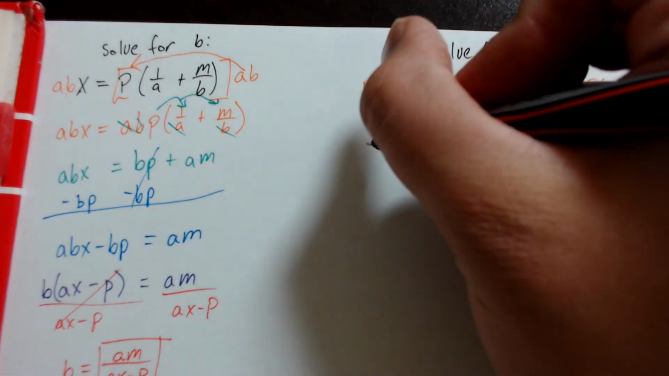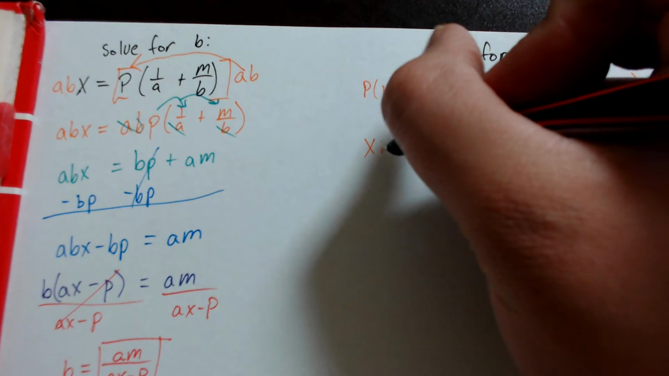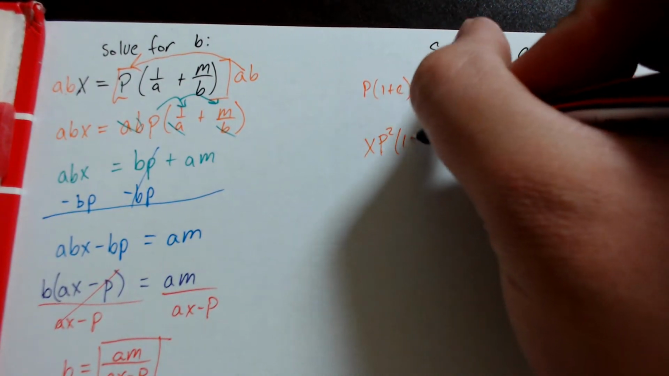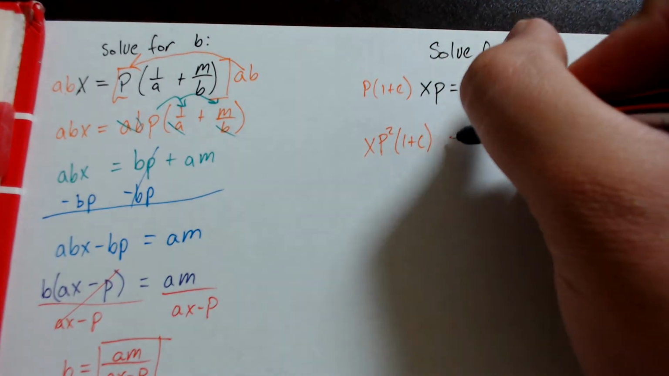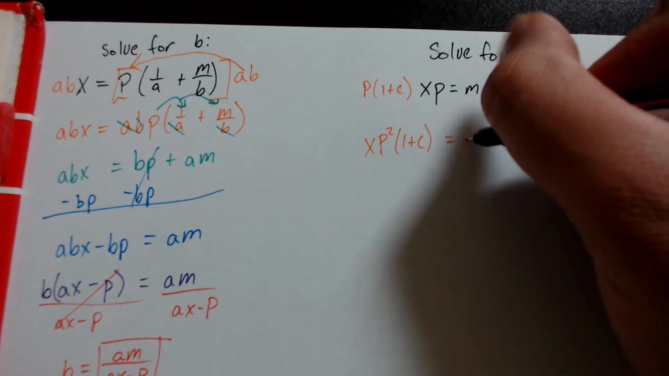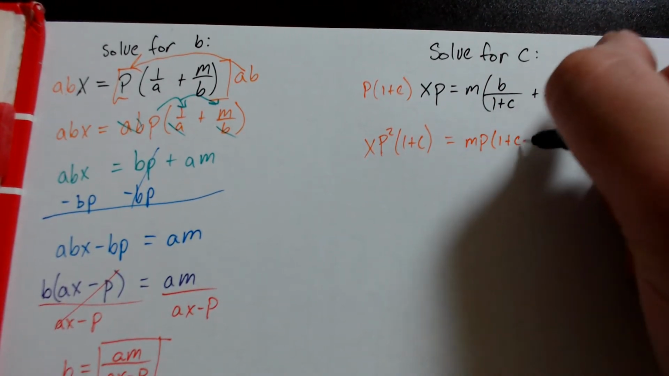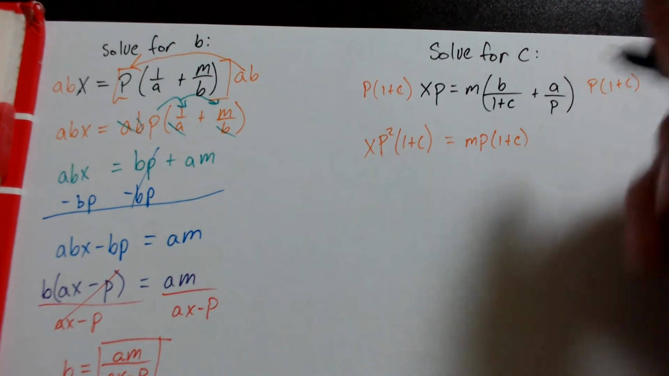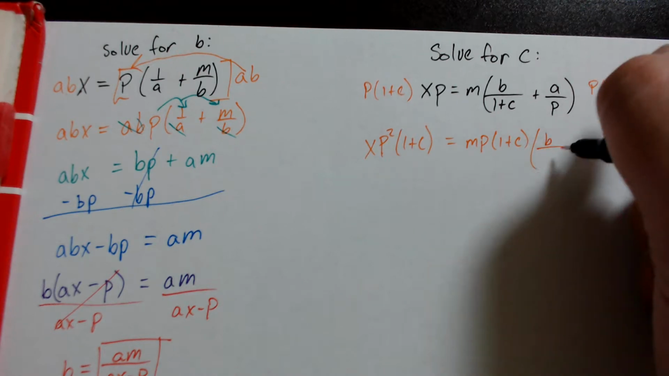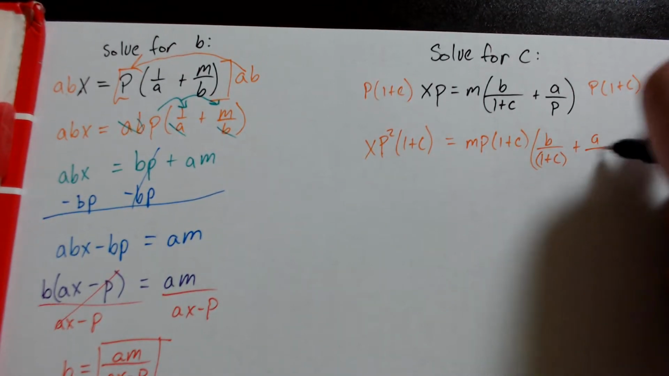Over here on this side, we will have X P squared times 1 plus C, and we'll have to distribute that. And then over here, what we're going to have is M P times parentheses 1 plus C times parentheses B over 1 plus C plus A over P.